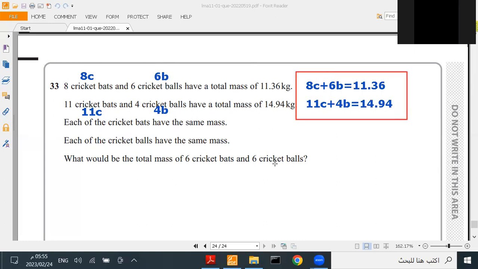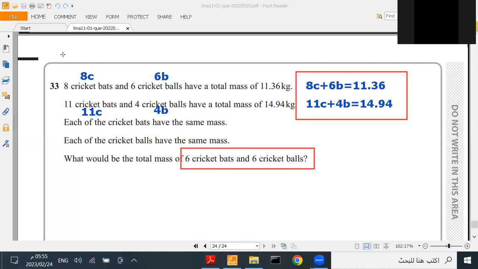One, two. Now after putting the equations together, each of the cricket bats has the same mass, and each of the cricket balls has the same mass. It means all the C's are the same as each other and all the B's are the same as each other. What would be the total mass of 6 cricket bats and 6 cricket balls? What we should do is find the mass of one of each, and then find 6 of these and 6 of those together to find the answer. That's the idea. So I'm going to find out the mass of each one of them, and then the mass of 6 of these and 6 of those together.